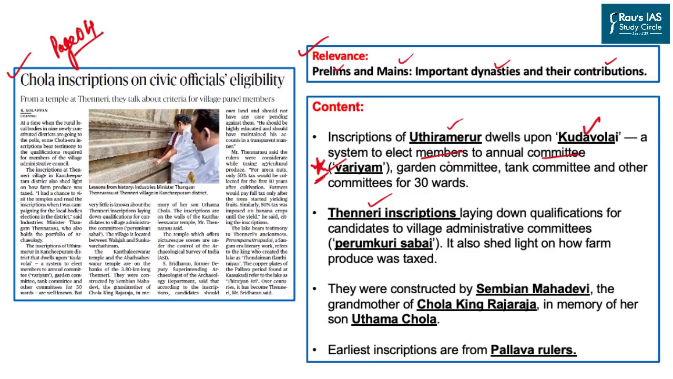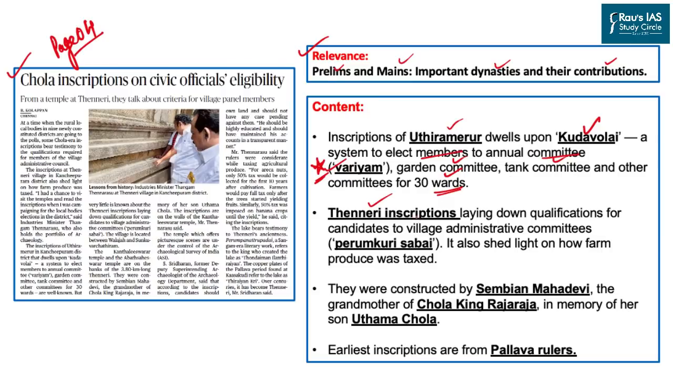Among these committees, it talked about the garden committee, tank committee and other committees of 30 wards. Well, wards were the small areas which were governed by the ward members, and the same method is used in the local body elections in the contemporary period.